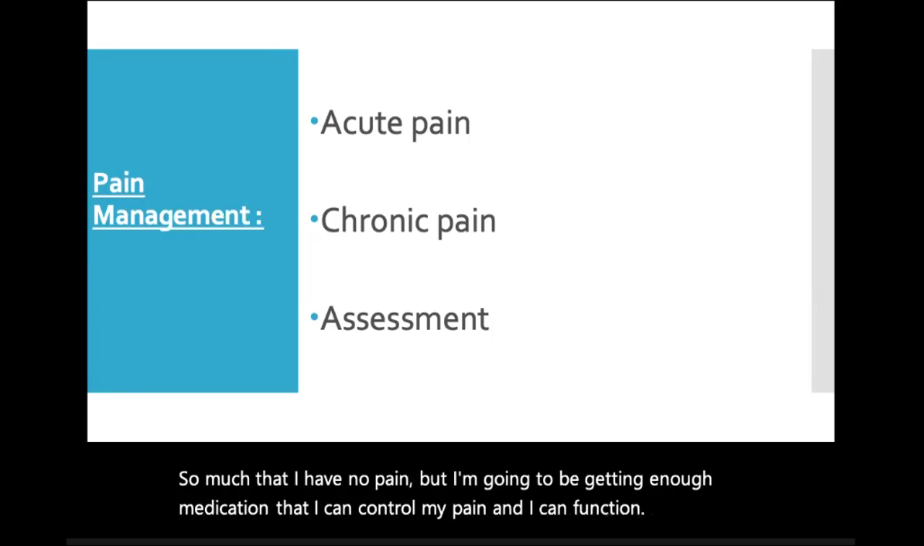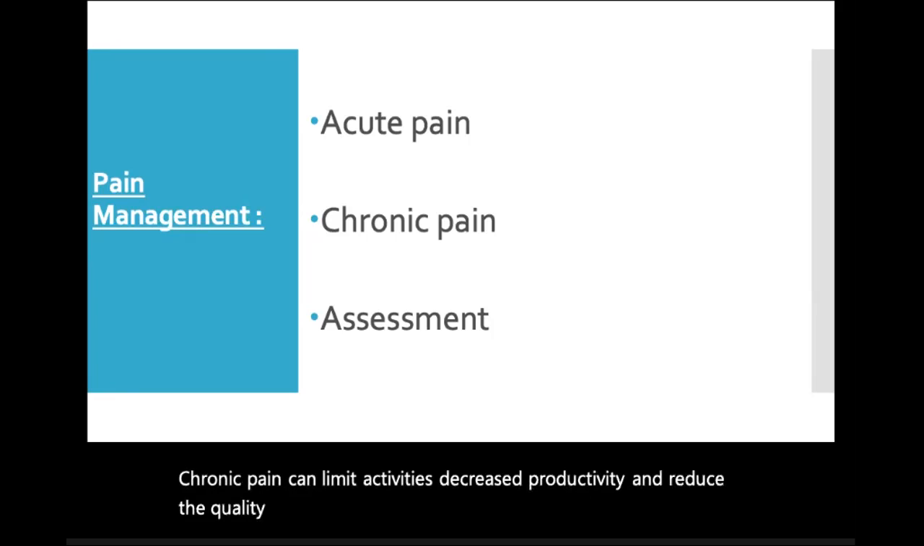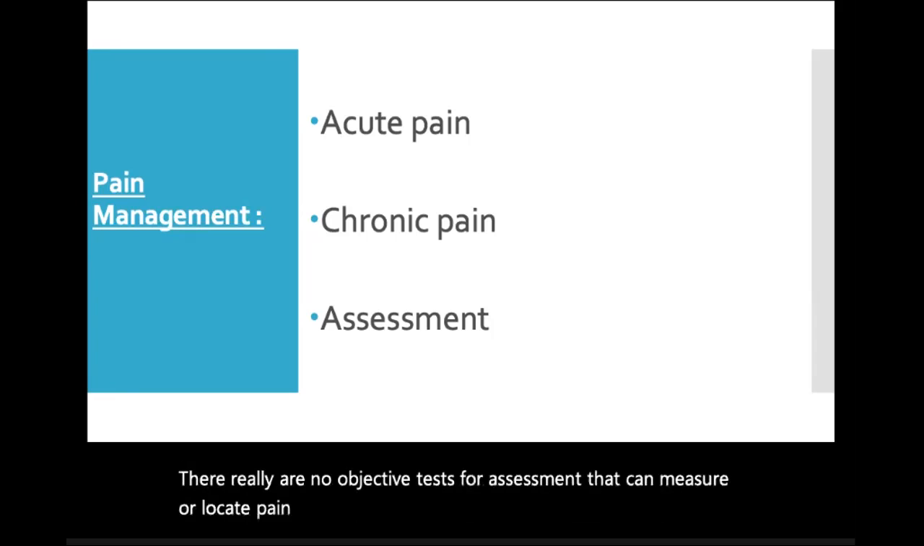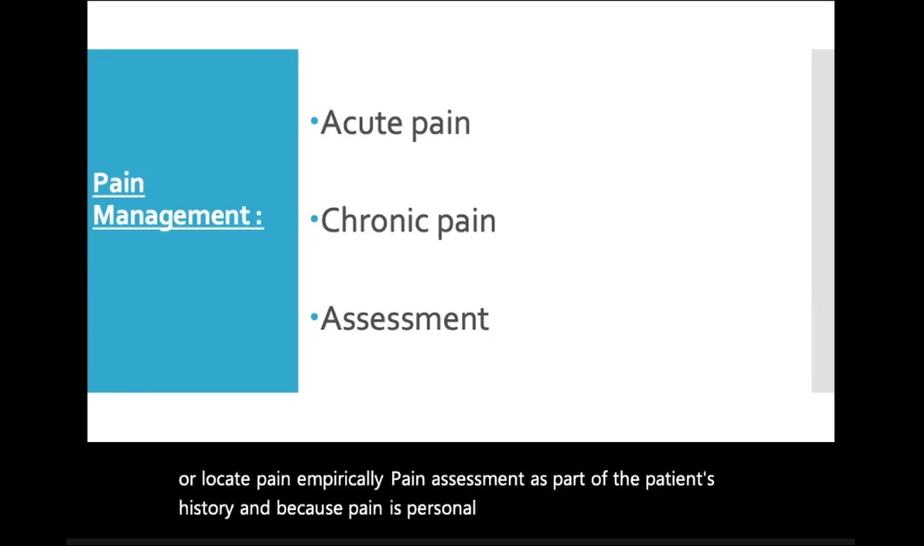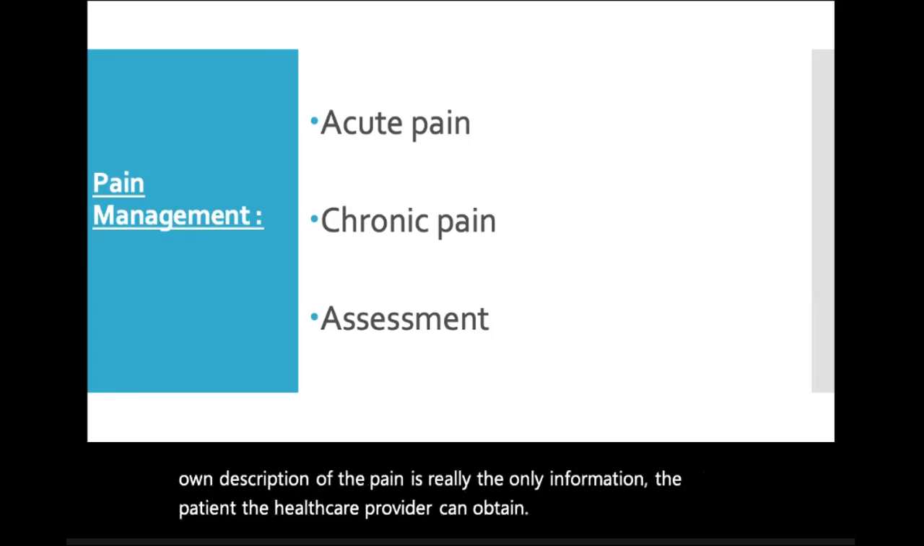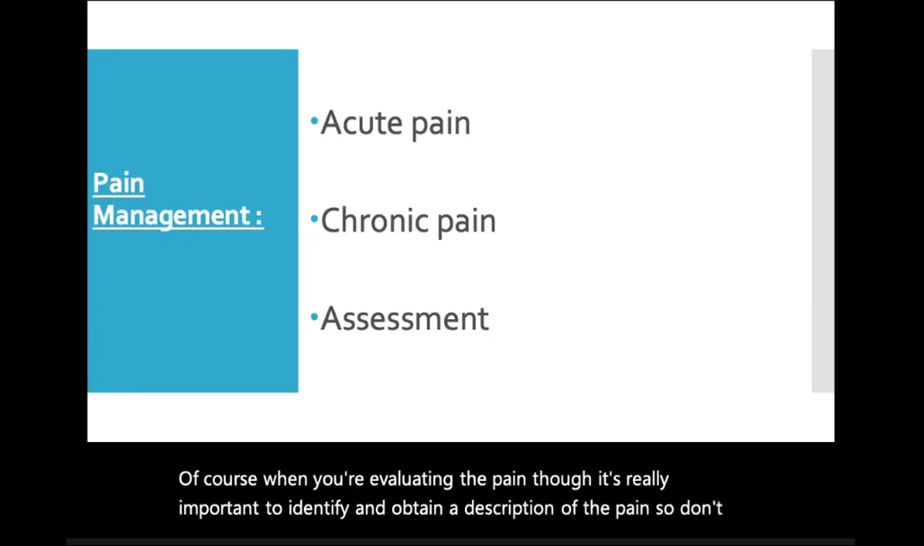Chronic pain can limit activities, decrease productivity, and reduce the quality of life. So we want to make sure we get this under control. There really are no objective tests for assessment that can measure or locate pain empirically. Pain assessment is part of the patient's history. And because pain is personal and subjective, the patient's own description of the pain is really the only information the healthcare provider can obtain. Of course, when you're evaluating the pain, it's really important to identify and obtain a description of the pain. So don't forget old archives.